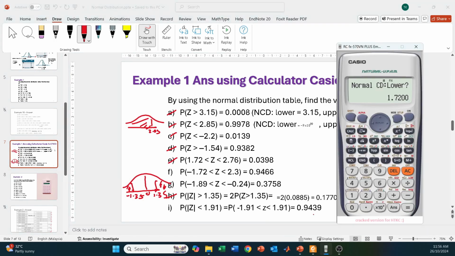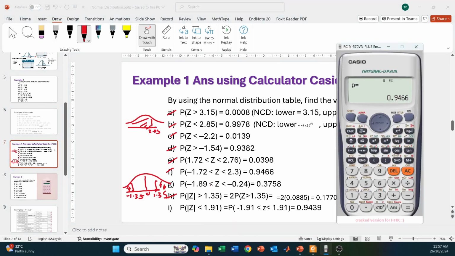Question F. Lower is negative 1.72, upper is 2.3. Sigma 1, mu 0. You get 0.9466. Done.